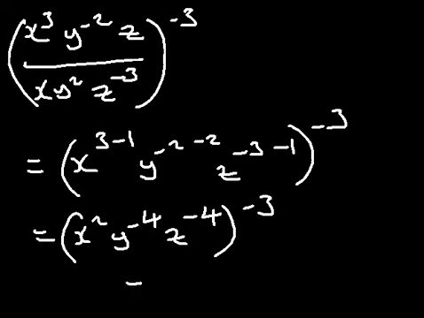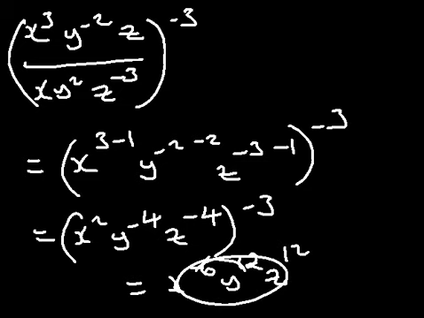So now according to the power distribution we'll have it as x to the power negative 6 and y to the power positive 12 and z to the power positive 12 as well. So that's how you have it there.